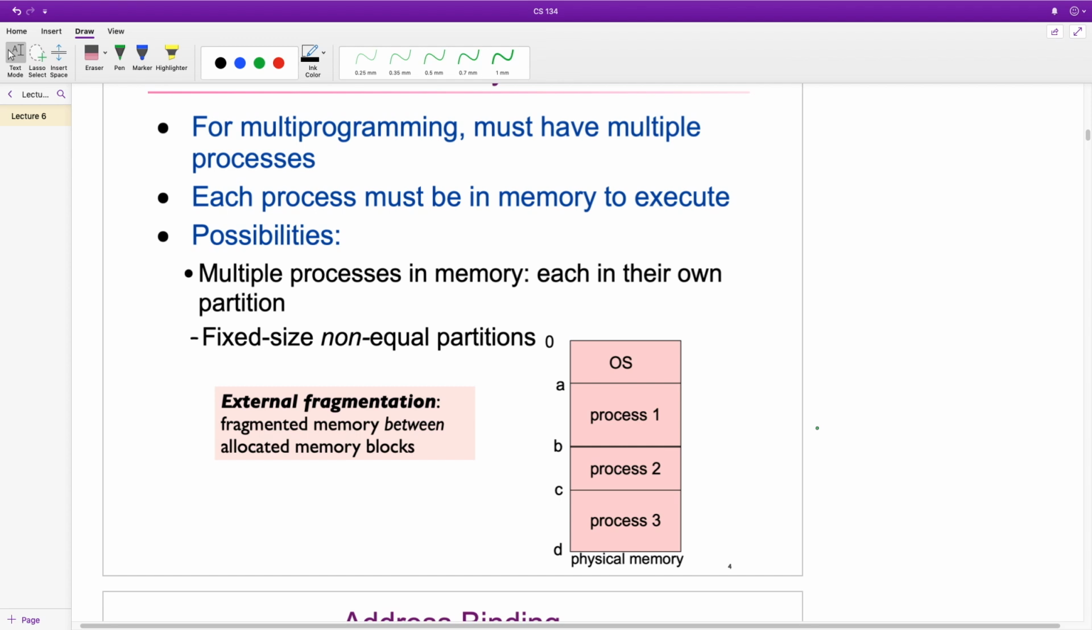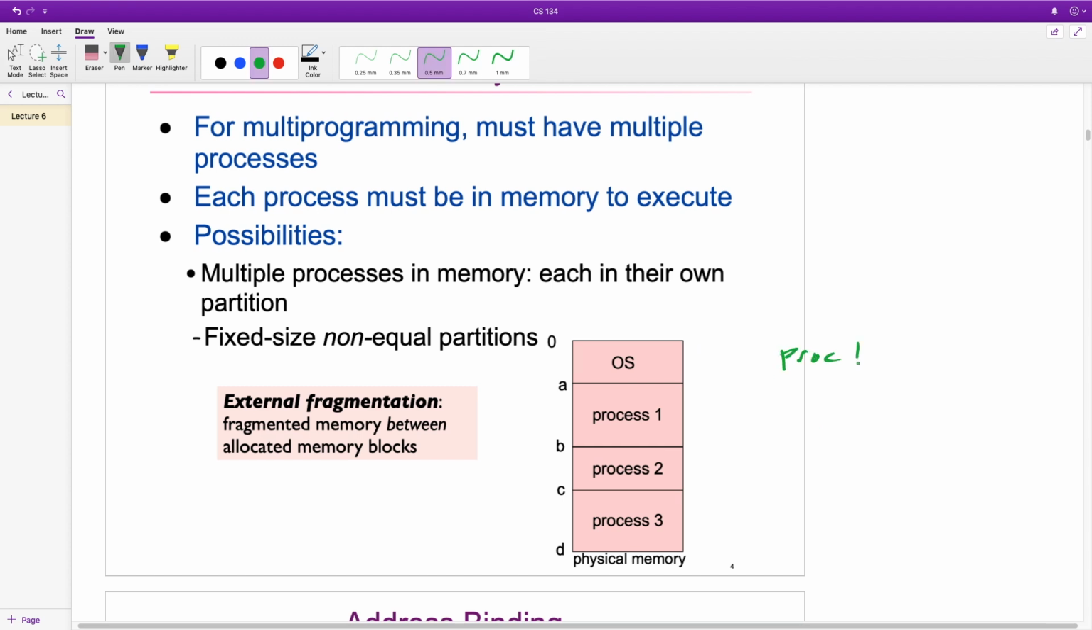But we can have fragmented memory between allocated memory blocks. Let me show you an example. So let's say process 1 finishes.